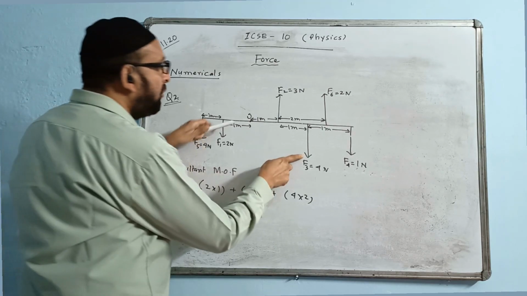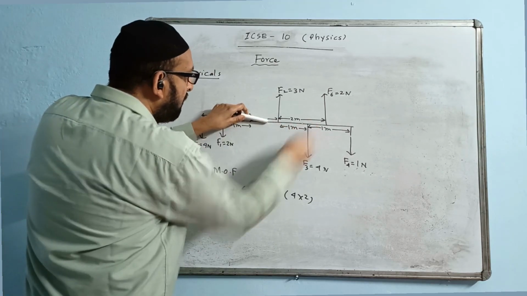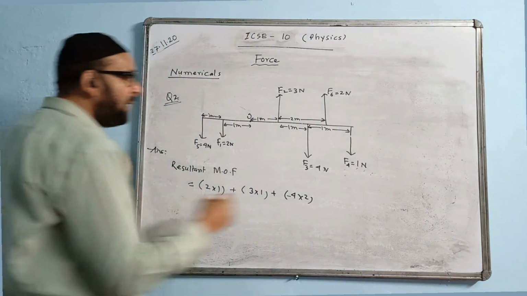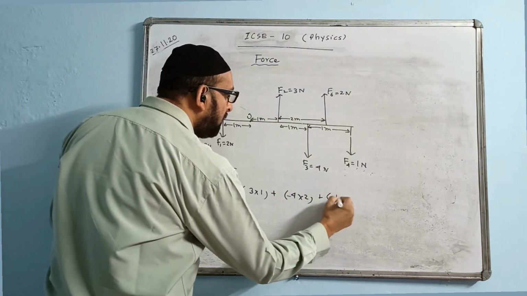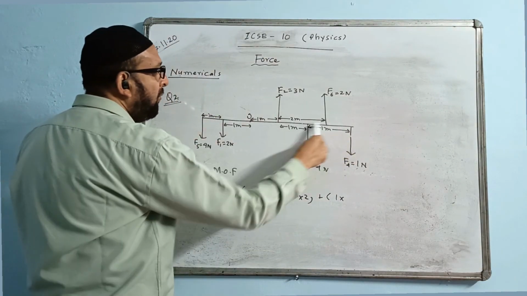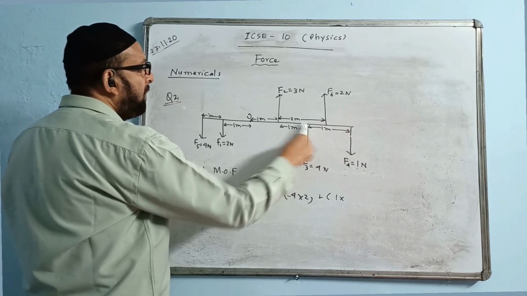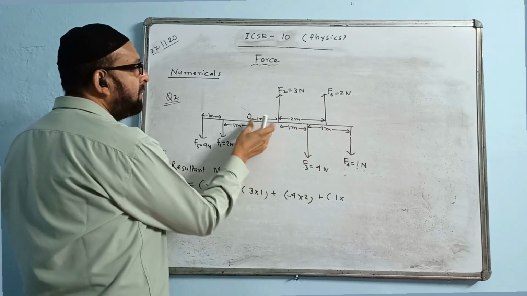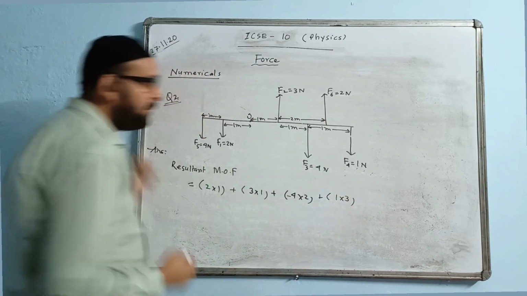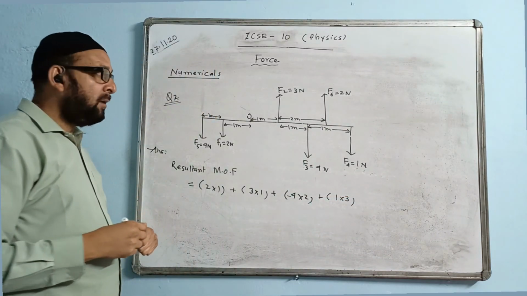What direction will it rotate? Here the force is going this side, that means clockwise, so minus. Then I will go to F4. F4 is 1 into the distance from here till O. How much is the distance here? 1 meter plus 1 meter plus 1 meter, 3 meters altogether. Please count the distance properly.